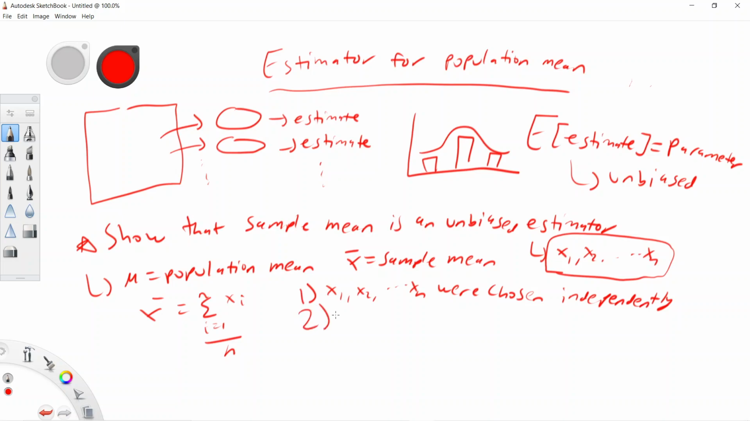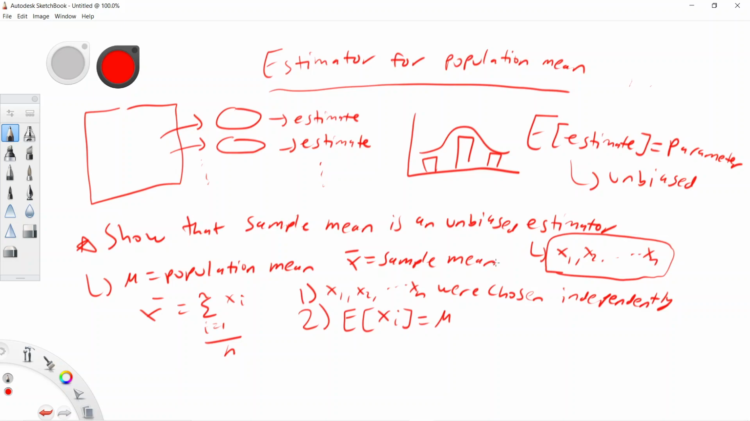And there's another key assumption, and we're going to assume that the expected value of x sub i equals mu. Now, why is this assumption a good assumption, right? Well, this assumption is good because we're going into this problem knowing that the population mean is a value mu.